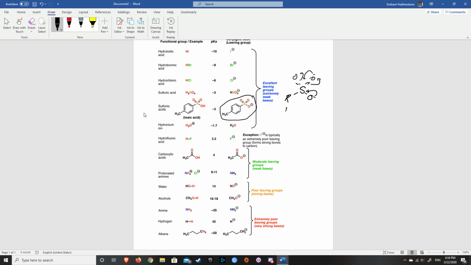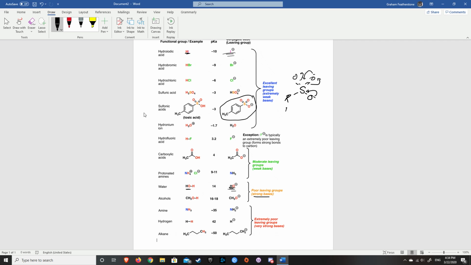Then we get down here, and as we said before, the weaker the base, the better the leaving group. So the stronger the acid, the weaker the conjugate base, and the weaker the conjugate base, the better the leaving group. Water's conjugate base, hydroxide, is a poor leaving group. It's a strong base, so it's a good nucleophile. So it's kind of the opposite. Whatever's a good leaving group does not make it a good nucleophile.